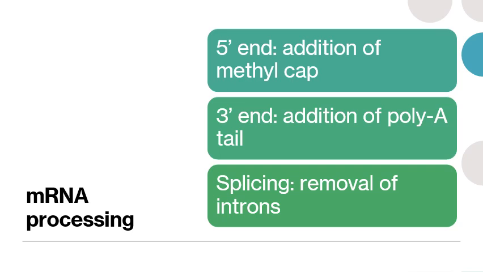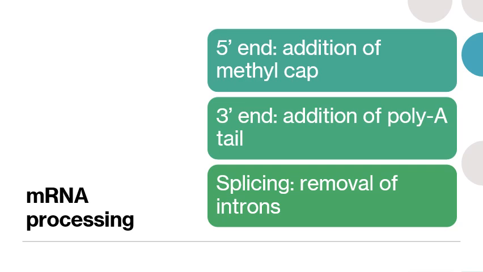So there are 3 key things about mRNA processing. At our 5' end, we have the addition of a methyl cap. So it's just like a little alcohol group that goes on the end to sort of lock it in and make sure it won't break. At our 3' end, we have the addition of a poly-A tail. So it just adds a whole lot of adenines to the end there, again to make sure that it won't break. Think of it a little bit like the aglets on your shoelaces, those little plastic caps that prevent your shoelaces from fraying.